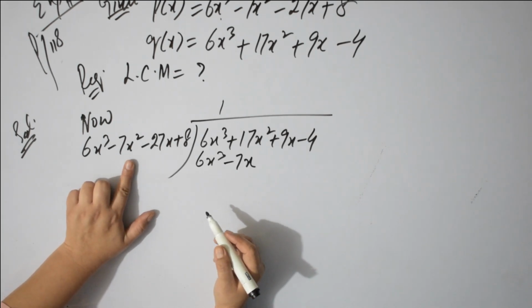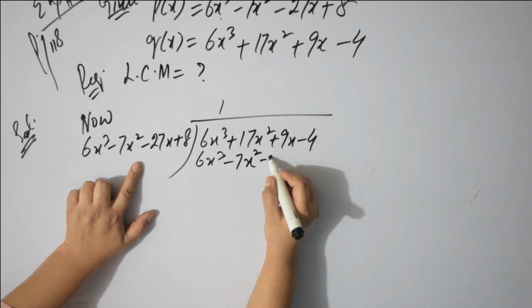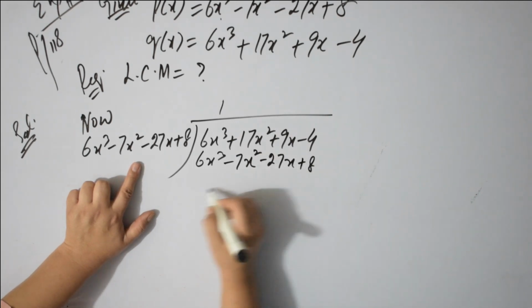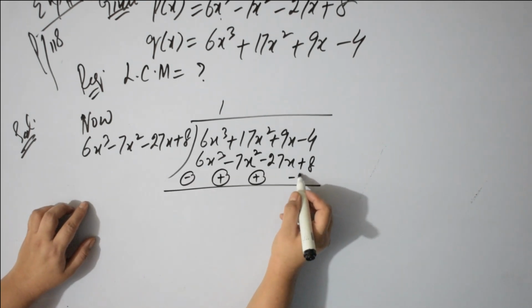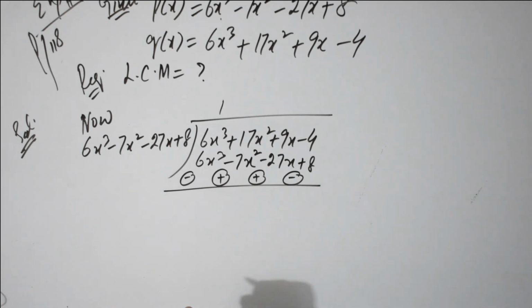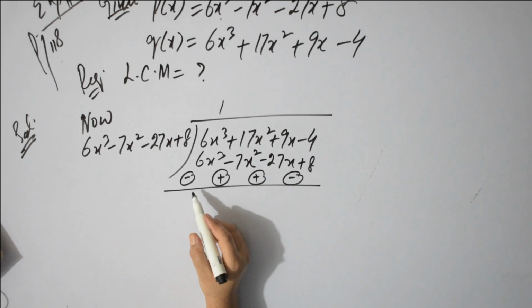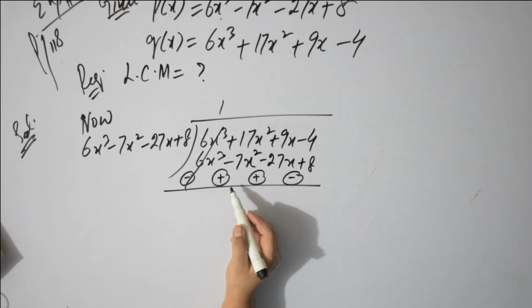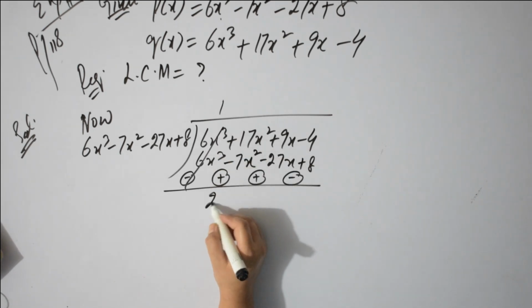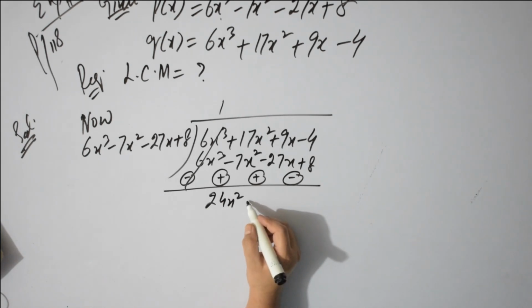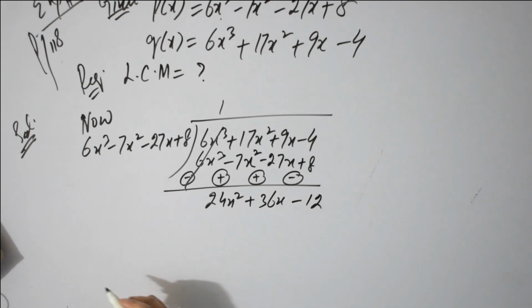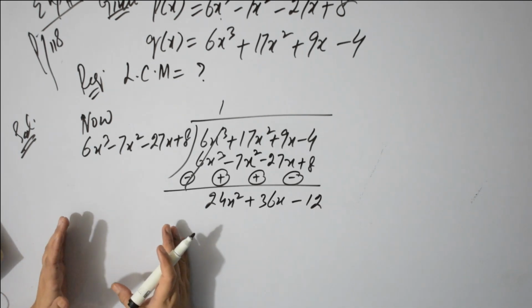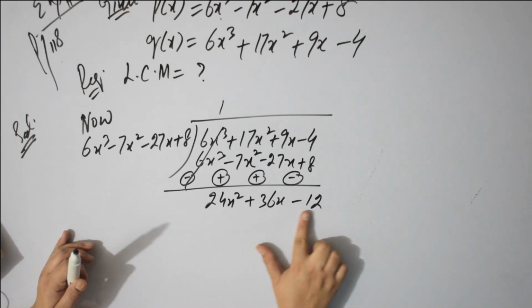Minus 7x square minus 27x plus 8, leave some space, minus. So what will be my answer? This will cancel, 17 and 7, what will it come to? It's 24x square and plus 36x and minus 12. Now wait or stop for a minute, and you will observe this degree.